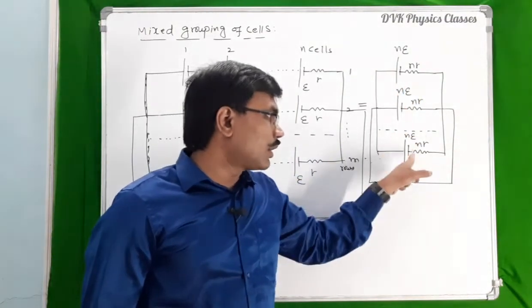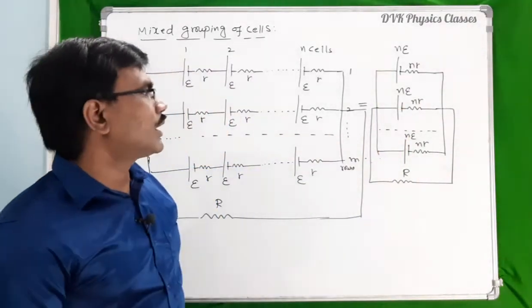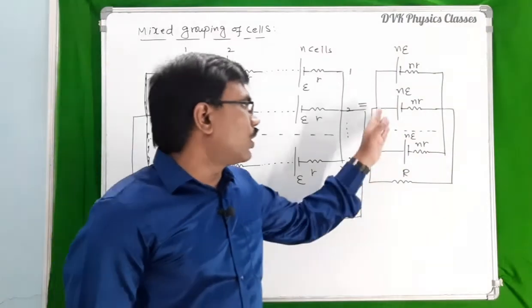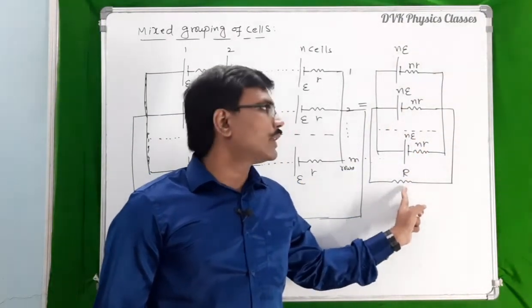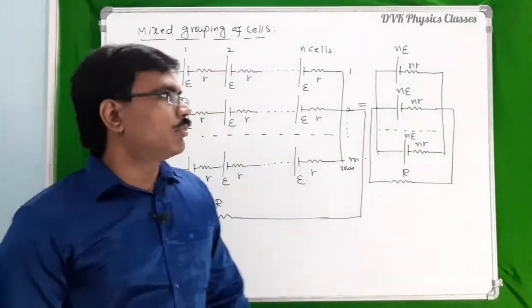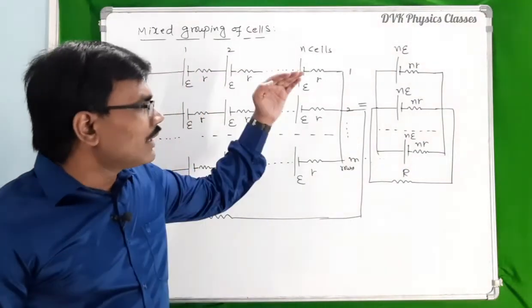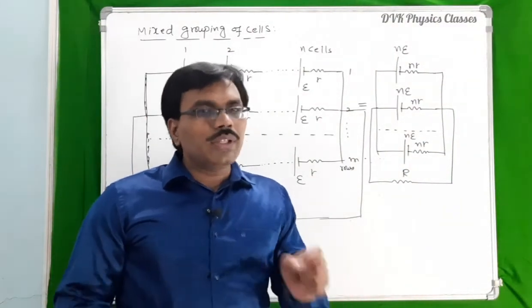So therefore, m number of identical cells are connected in parallel combination. How do we say whether they are in parallel or series? I have already explained this in the previous videos. If both terminals of every battery are directly connected to the external resistor, then we say they are connected in parallel combination.